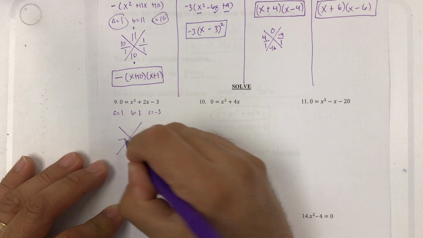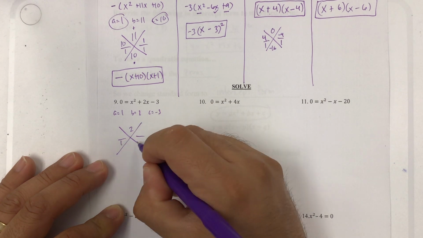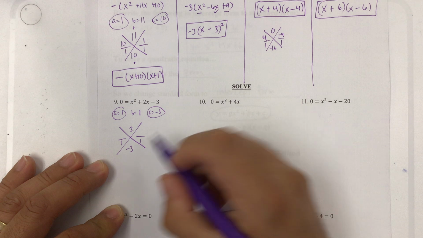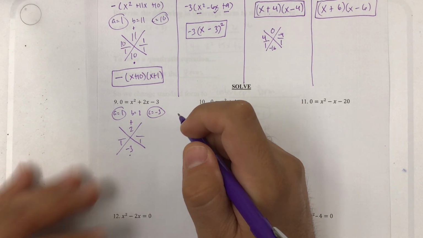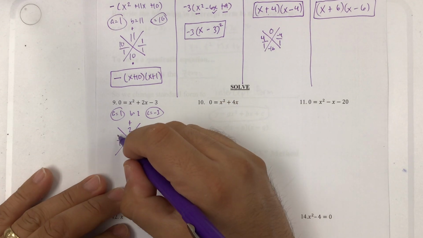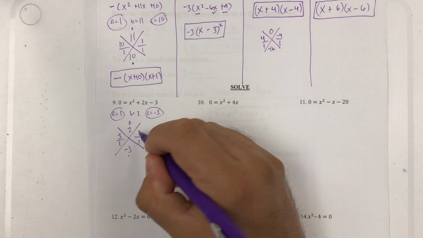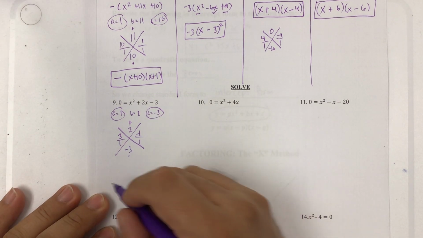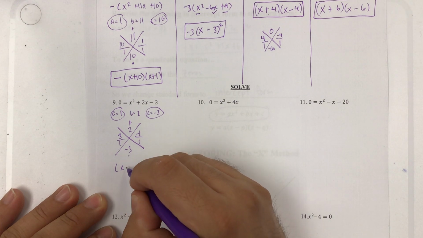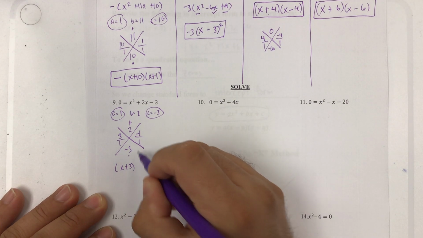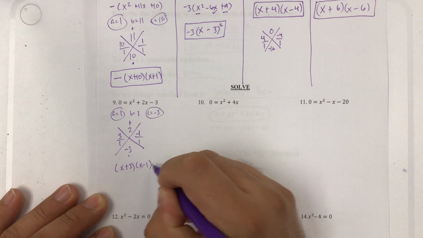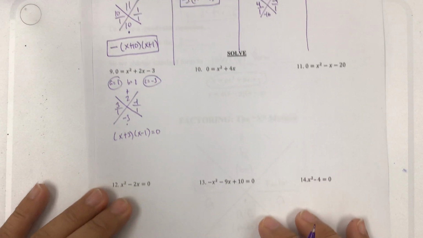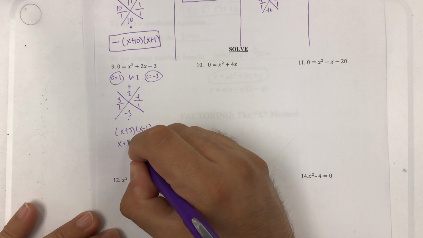X method, b is on the top, divide by a, which is 1. 1 times negative 3 is negative 3. So my factors that add to 2 and multiply to negative 3 are going to be 3 and 1. So 3 minus 1 is 2, and 3 times negative 1 is negative 3. So we have x, 3 divided by 1 is positive 3. Negative 1 divided by 1 is negative 1, so x minus 1. Okay, so now we have x plus 3 and x minus 1. So we're going to set each one equal to 0.